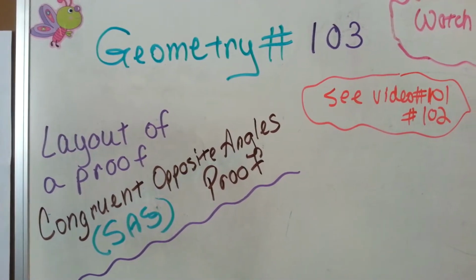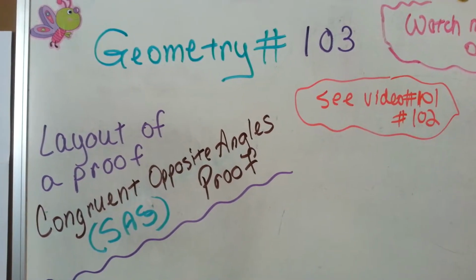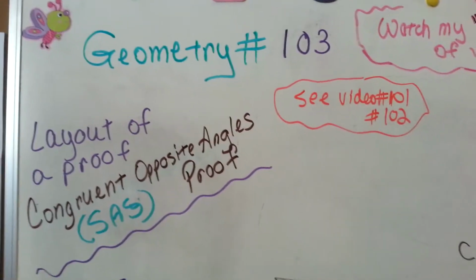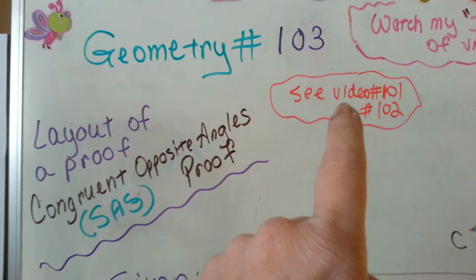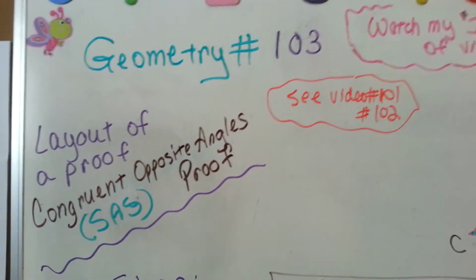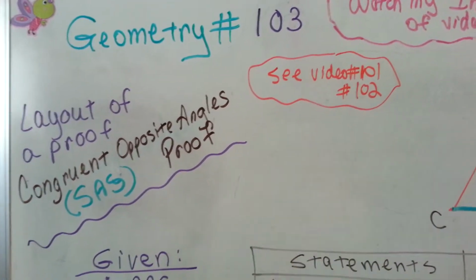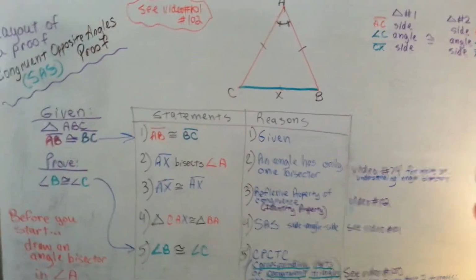This is the layout of a proof, a congruent opposite angles proof, and we're going to use SAS, side angle side. Now, if you're just coming into this video and you don't understand it after you watch it, I advise you to watch 101 and 102. You should probably watch them now anyway before you watch this one, because these are leading into this one. So, let's take a step back and look at what we've got.